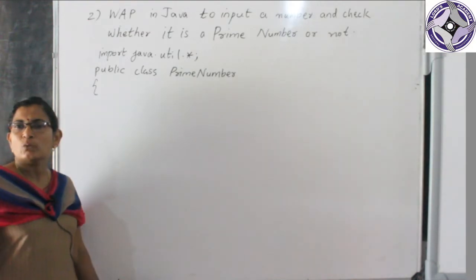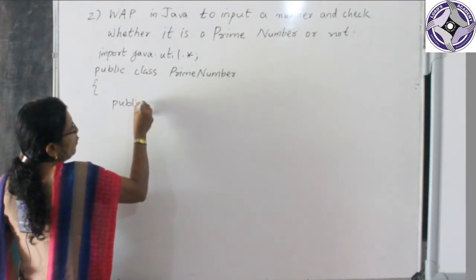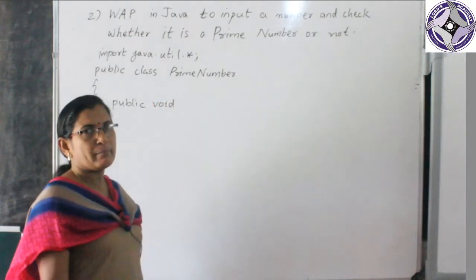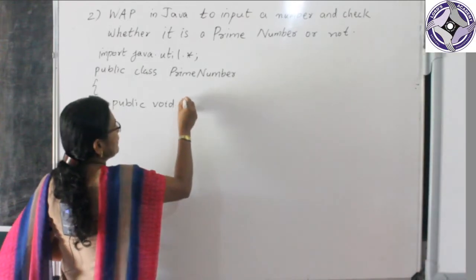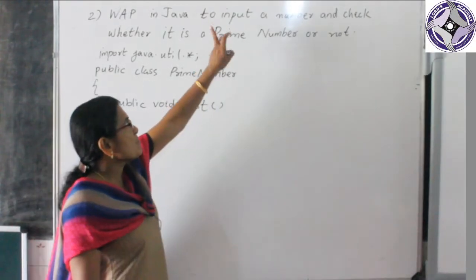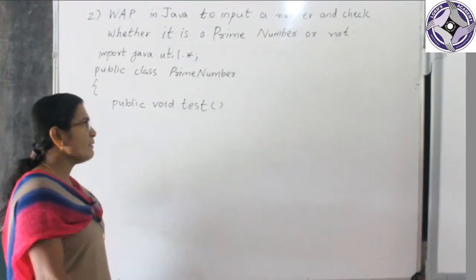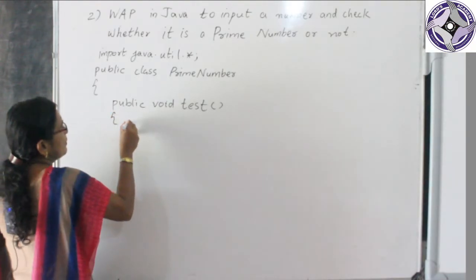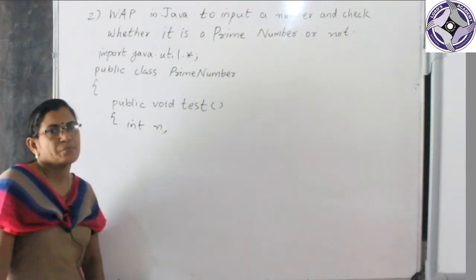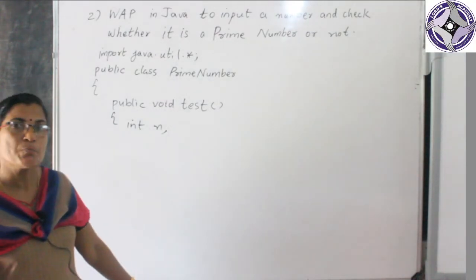Now we have to define a method, isn't it? public void test. Any meaningful name can be given for the method. To accept the number, we need a variable. Let it be n, int n.